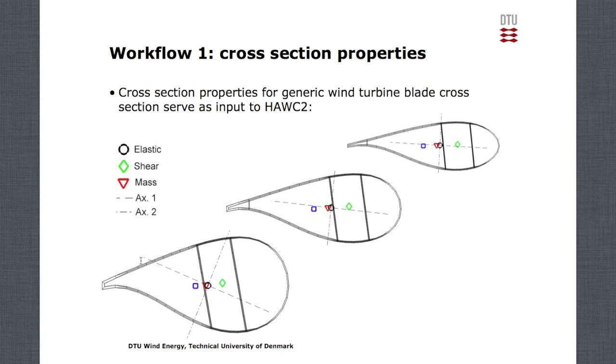So examples of the results we have obtained or capabilities within this workflow. A typical exercise is to determine the cross-section stiffness and mass properties and locations of shear, elastic, and mass center, and the elastic axis, which you see here for different sections along the blade.